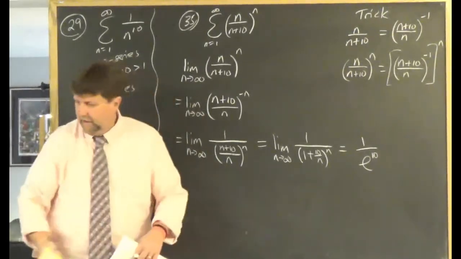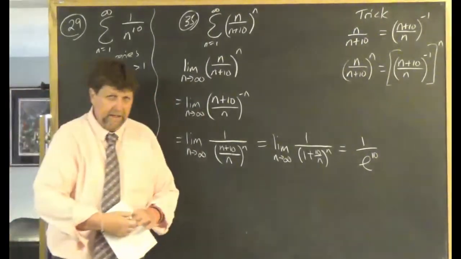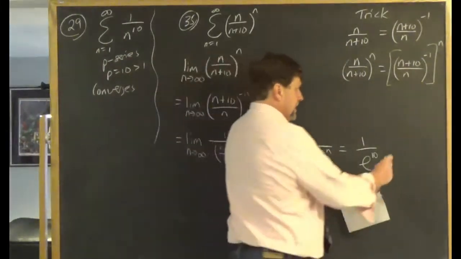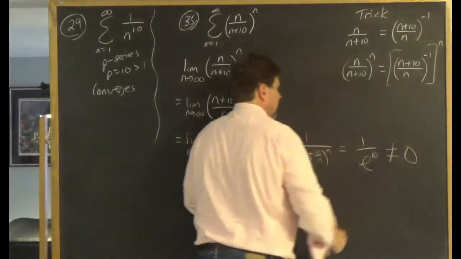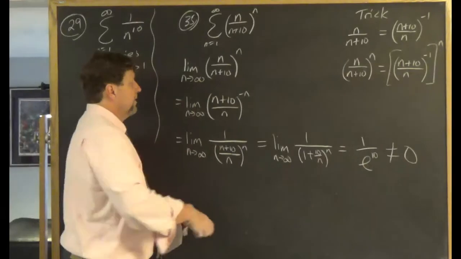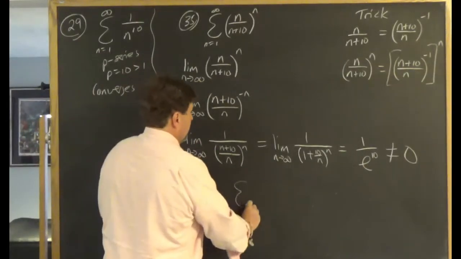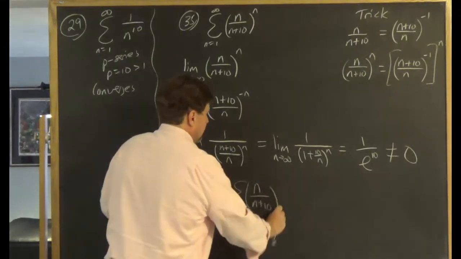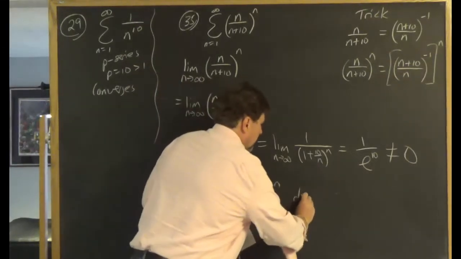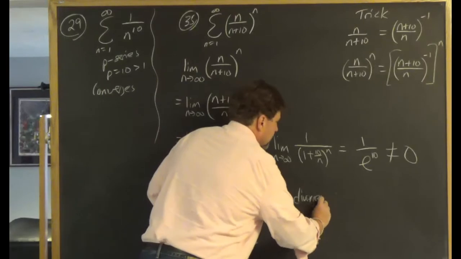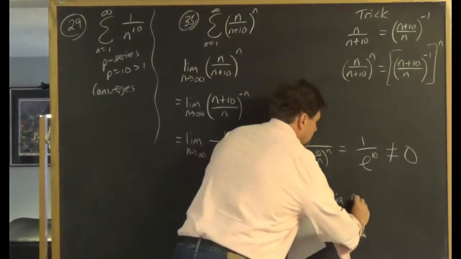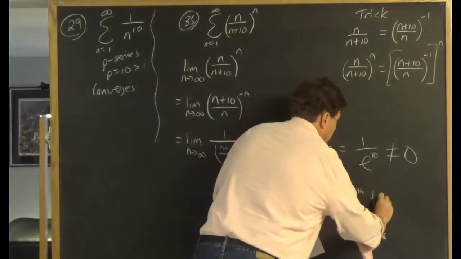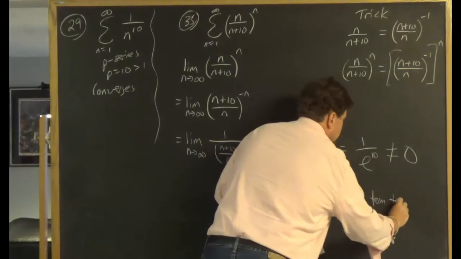But look at what we've analyzed. 1 over e to the 10th. That doesn't equal 0. Because it doesn't equal 0, that tells me that the series n over n plus 10 to the nth power diverges thanks to the nth term test.